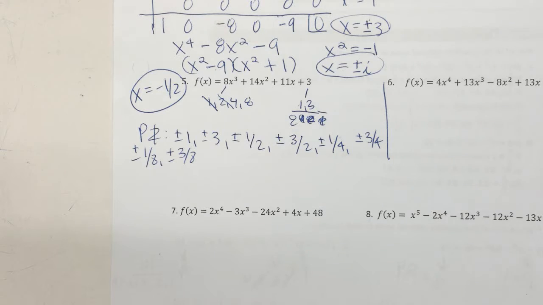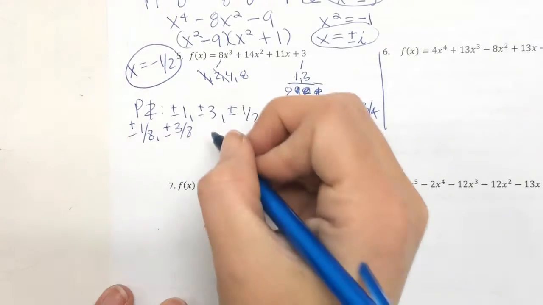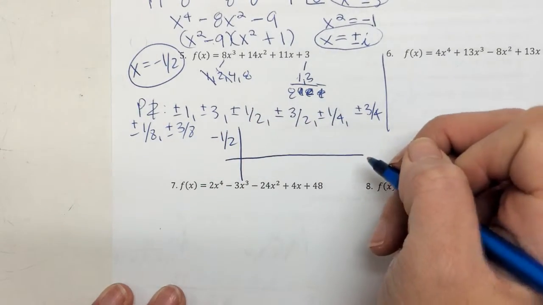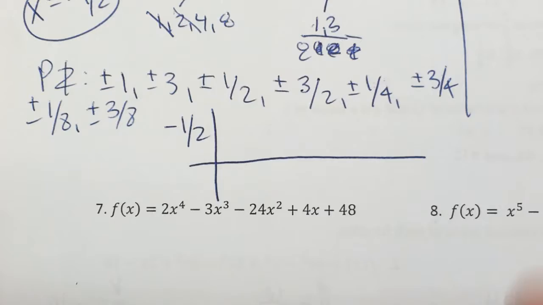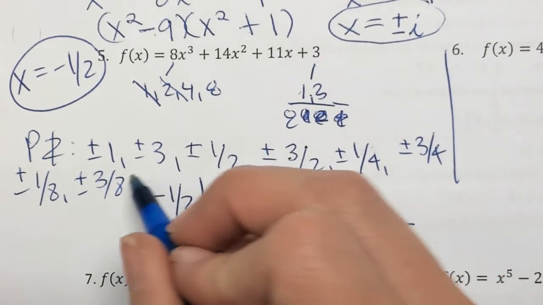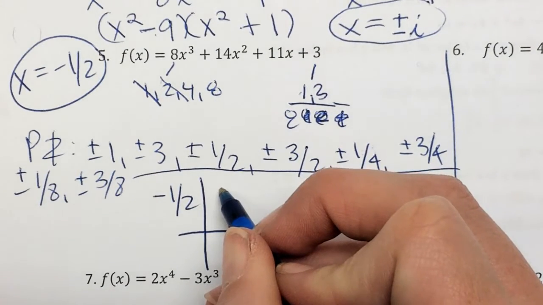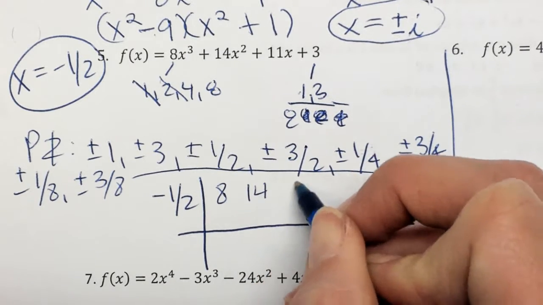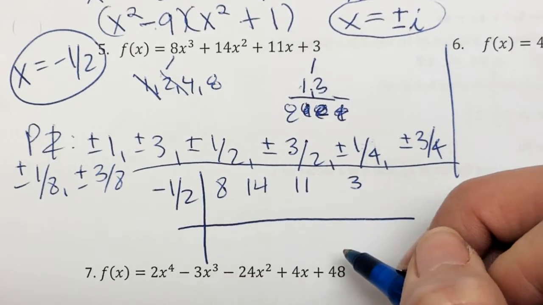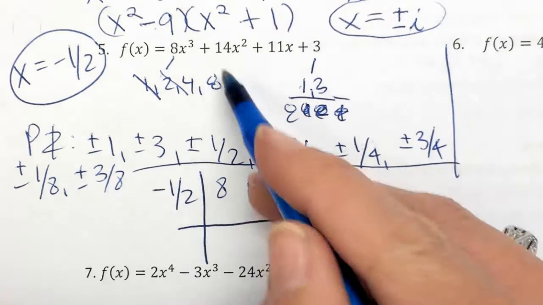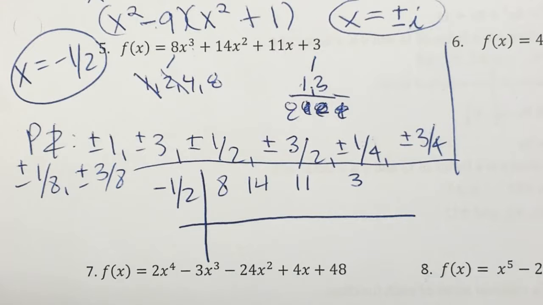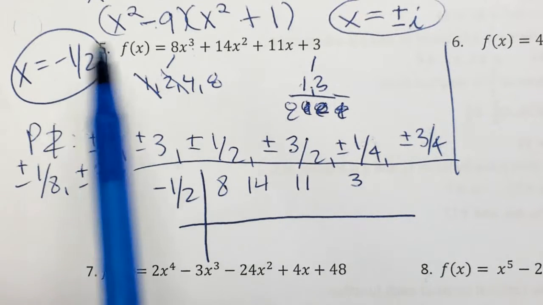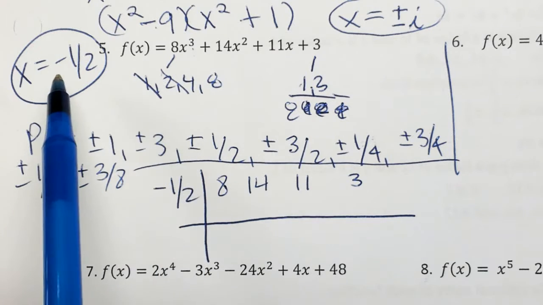Alright, from here, what we're going to do is use synthetic substitution, put a -1/2 on the outside, just like we've been doing. What are the coefficients that I'm going to put up here? Because there's 3 zeros, we only have one of them. So this is on your graph. This is the only place that crossed the x-axis, right? But there's really 3 answers. We just found one of them.